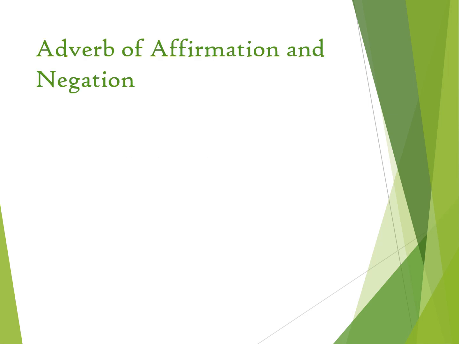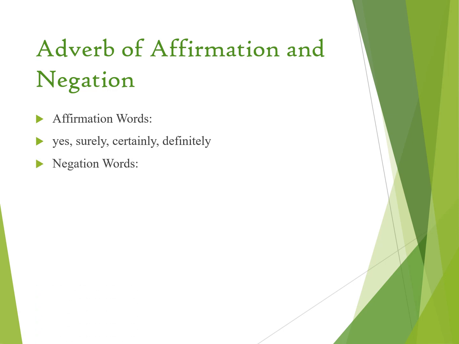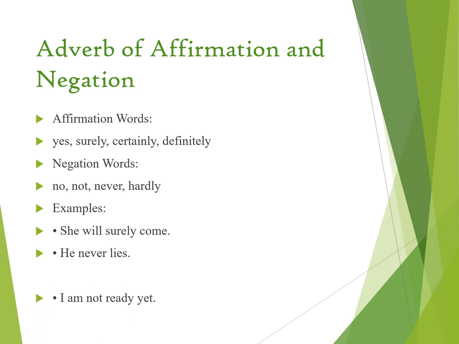Adverb of affirmation and negation: affirmation confirms or asserts something is true. On the other side, negation denies something. They are used to show certainty or uncertainty of a statement. The common words of affirmation are yes, surely, certainly, definitely, and the negation words are no, not, never, hardly. The examples are: she will surely come. He never lies. I'm not ready yet. So here surely, never, yet, these words are adverbs of affirmation and negation.